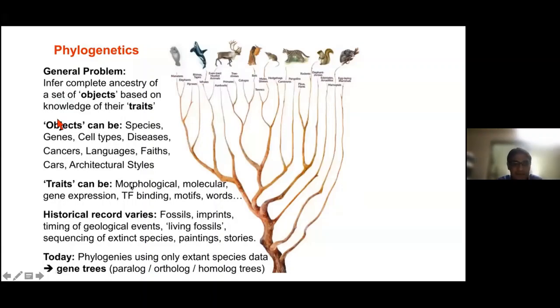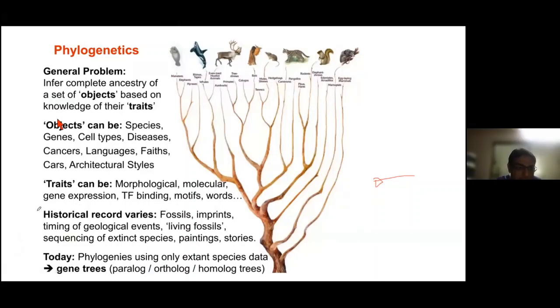For example, the features can be morphological, how they look, or molecular, like gene expression patterns. This can be the DNA sequences, or how the different organisms are related by gene expression patterns. We can also look into the transcription factor binding sites. So we can look into the ancestral relationship, the phylogenetic relationship, based on the transcription factor binding sites, motifs, and domains as well.